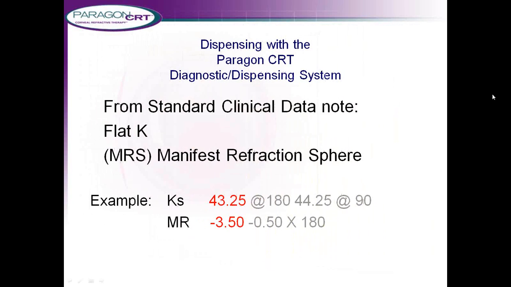There are only 2 pieces of data that are needed to calculate the initial lens parameters. One is the flat K reading and the other is the spherical component of the manifest refraction. Mean K readings or spherical equivalents are not applicable to lens selection criteria.